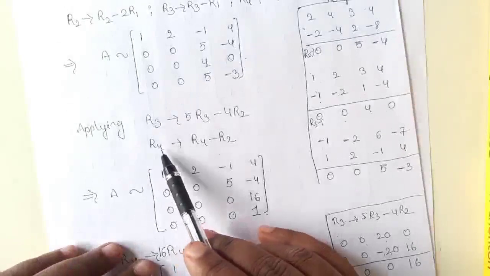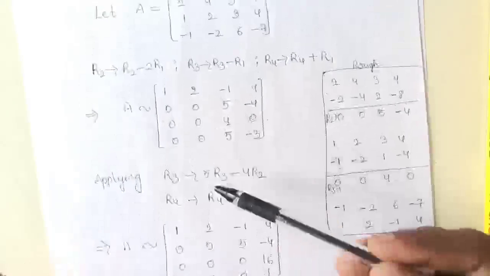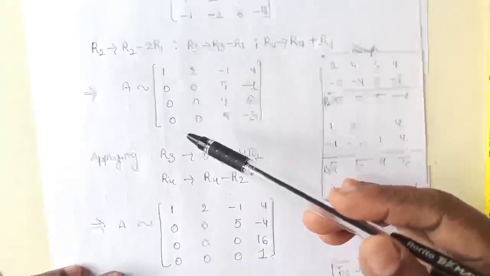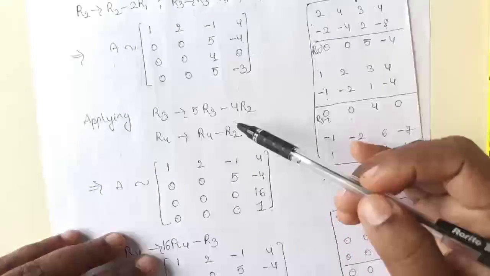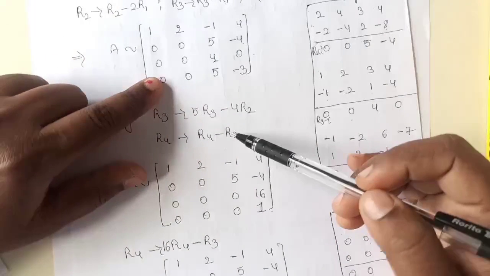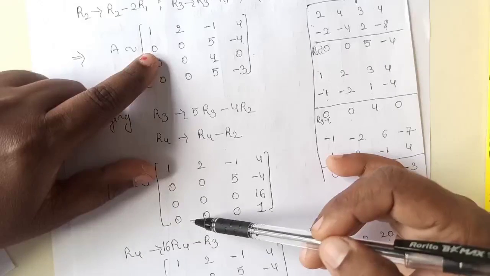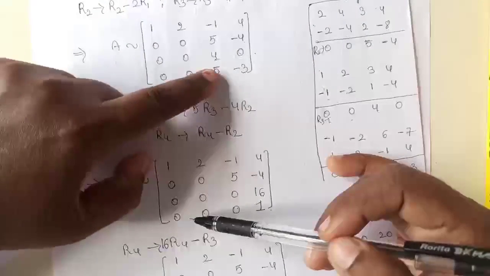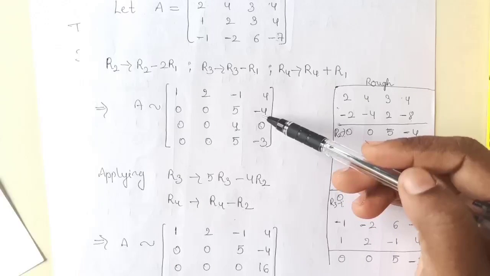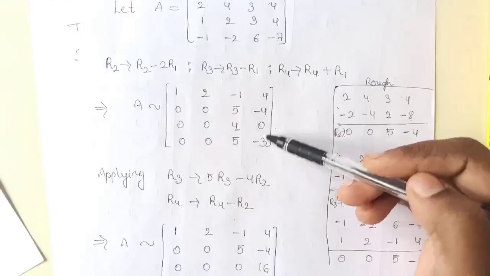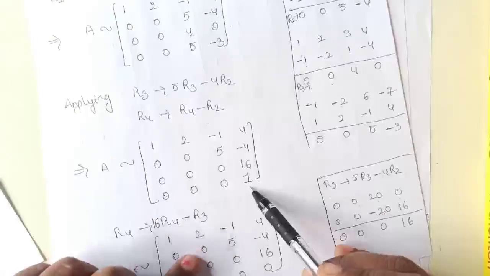Next, R4 minus R2 can be easily calculated here only. So see here, R4 minus R2. R4 is 0, 0 minus 0 is 0. 5 minus 5 is 0. Minus 3, sorry, minus into minus is plus, so minus 3 plus 4 equals plus 1.